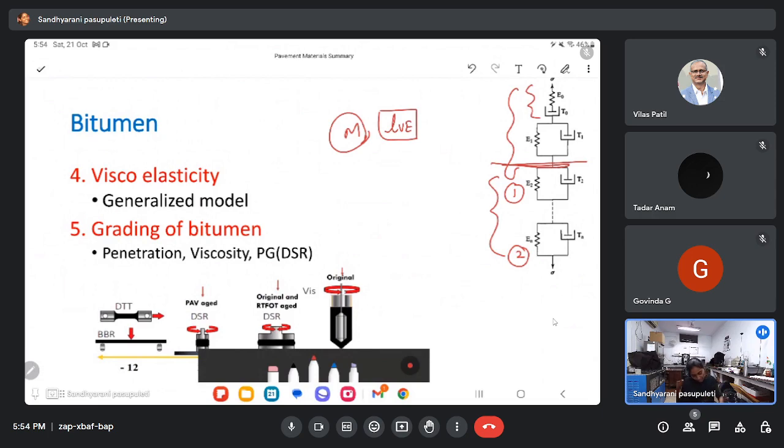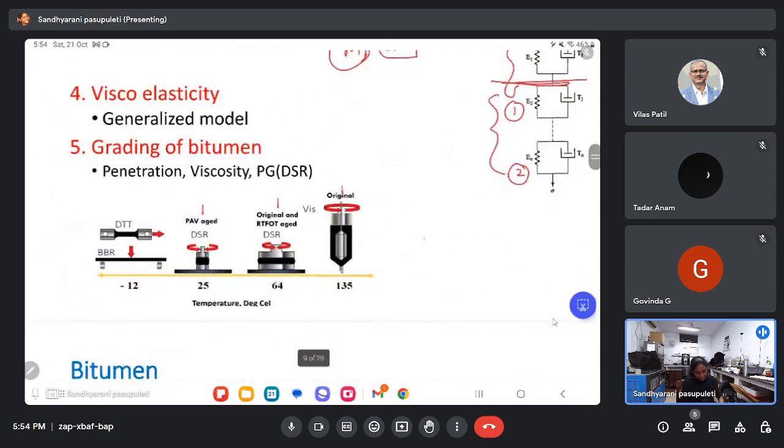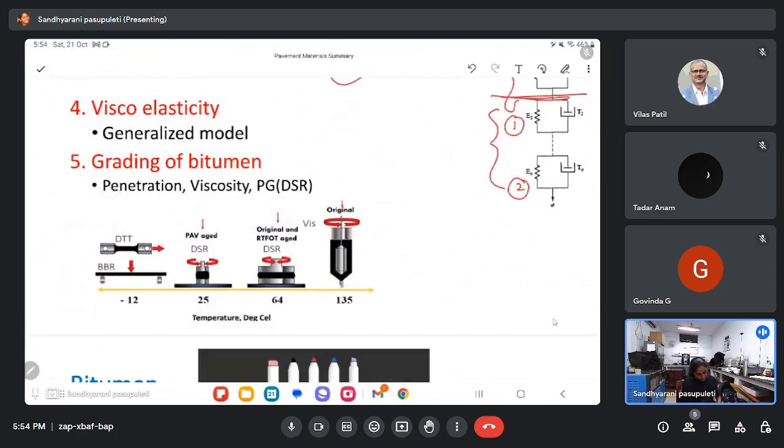And in addition to that, we also have discussed the grading of the bitumen. Previously it was penetration grade, just based upon the empirical test. Currently we are in the viscosity grade in India, whereas in other countries they use the performance grade system. We know at 25 degrees, that is intermediate temperature, and also at higher temperature, for testing we use the dynamic shear rheometer. But to test at the mixing and compaction temperature, usually we use the rotational viscometer.